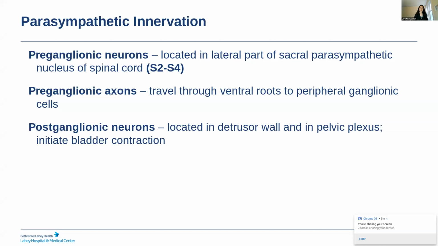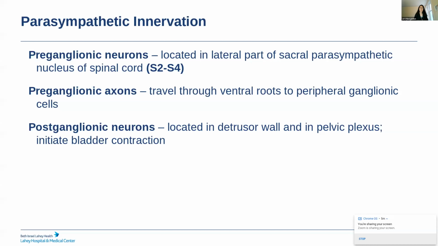So let's take a look at the parasympathetic pathways. If you remember from medical school, you had preganglionic neurons and postganglionic neurons. Let's talk about where they're located and how they travel. The preganglionic neurons of the parasympathetic system are located in the lateral part of the sacral parasympathetic nucleus of the spinal cord. What you need to remember is that's S2 to S4. So the sacral nerve roots at S2 to S4 is where you'll find the preganglionic neurons.